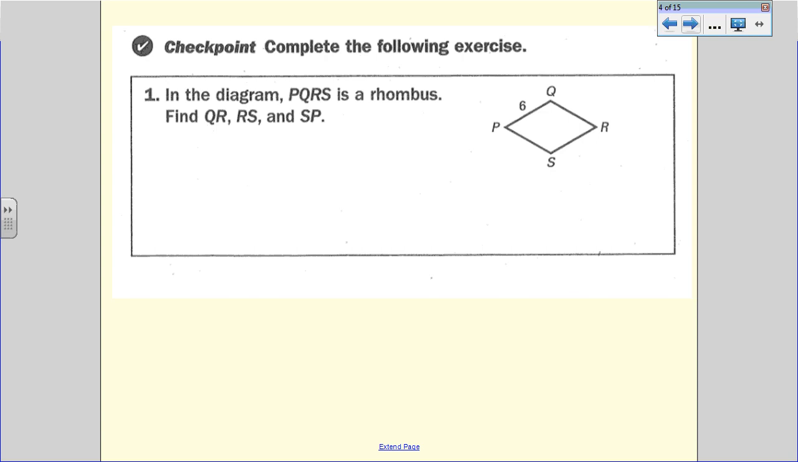All right, so here's your checkpoint. We know that this is a rhombus, simply by the information given to us. And so you need to find QR. This should tell you you're looking for a side, because there's only 2 letters there. RS is a 3rd side, and SP is the 4th side. So use your definition of a rhombus to find those 3 missing sides. So you are going to do that now, and we will check in class.